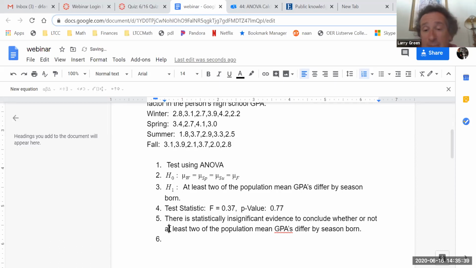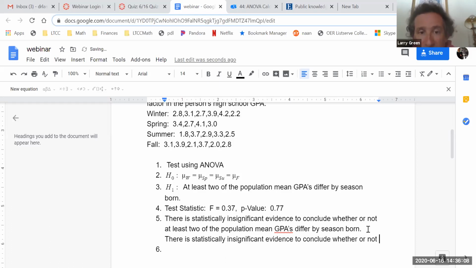At least 2 of the population mean GPAs differ by season born. Or another way of saying it is there is statistically insignificant evidence to conclude whether or not season born is a factor in GPA. Sometimes you'll see it that way, so I figured I should show you both ways.